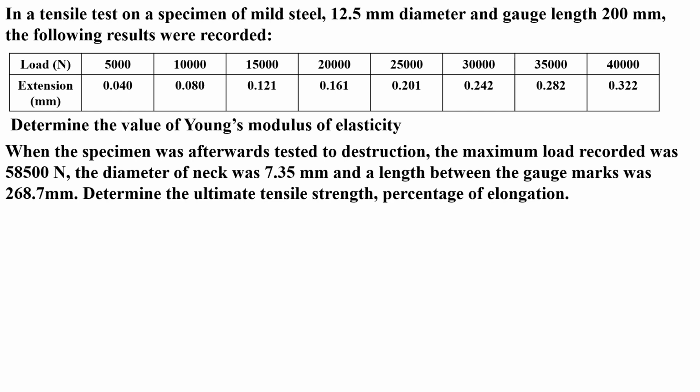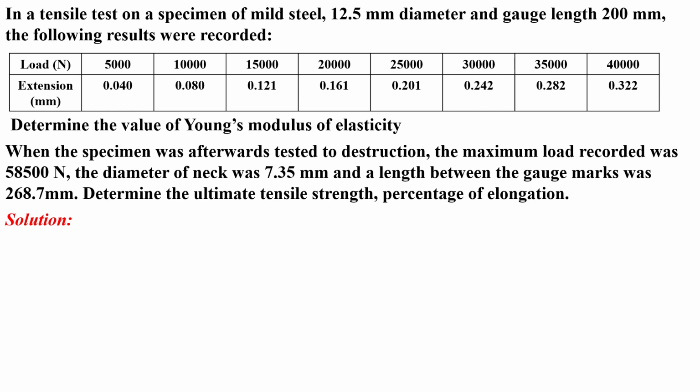Then determine the value of Young's modulus of elasticity. They have also given that when the specimen was afterwards tested to destruction, the maximum load recorded was 58,500 newtons. Diameter of neck was 7.35 mm and the length between the gauge marks was 268.7 mm. Then determine the ultimate tensile strength and percentage of elongation. So let's see the solution.